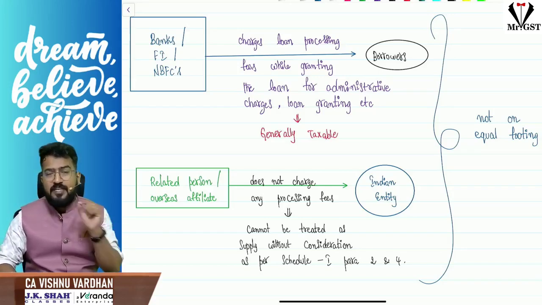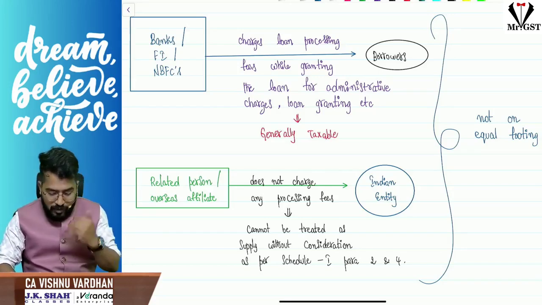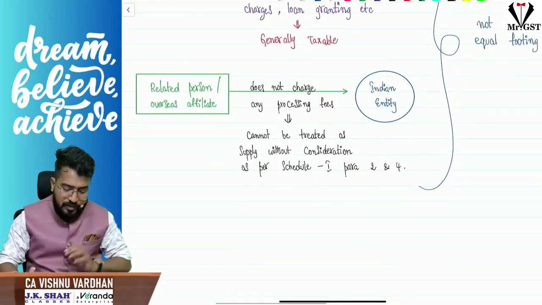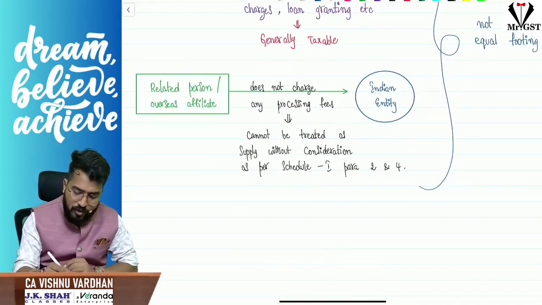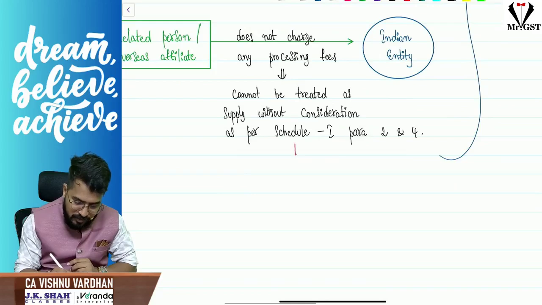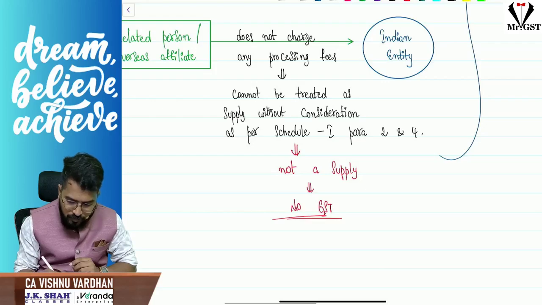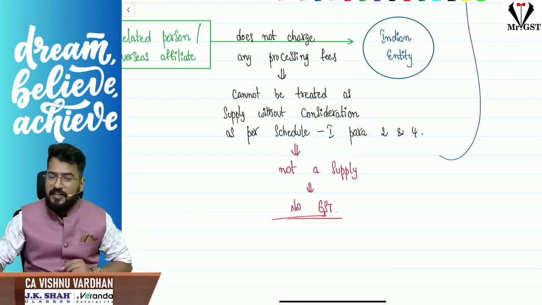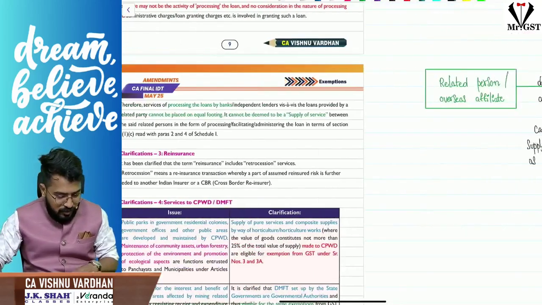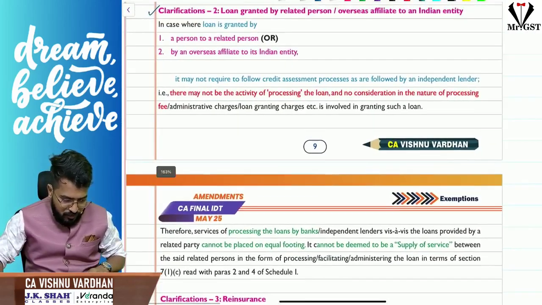Here you cannot bring Schedule 1 into picture. You cannot call it a supply. It cannot be treated as a supply. So this is not a supply. So hence no GST. That is the concept, right? So this is the next clarification. The notes are clearly given here. You can just go through this.